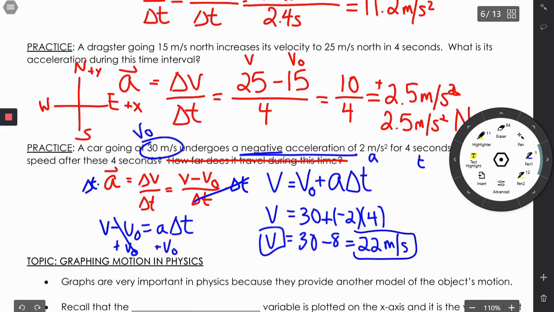So after 4 seconds, this car is traveling at 22 meters per second, and you can see that our final velocity is less than our initial velocity because our acceleration was a negative number. We were slowing this car down.